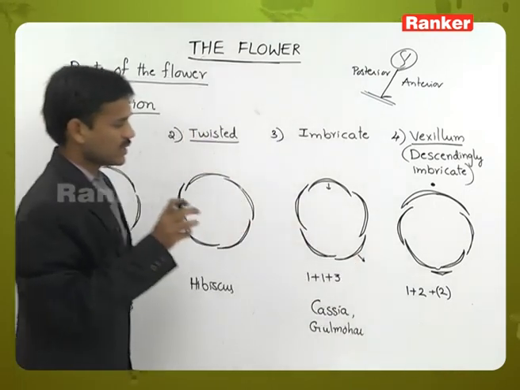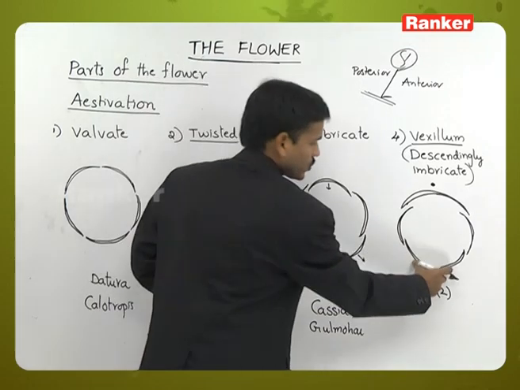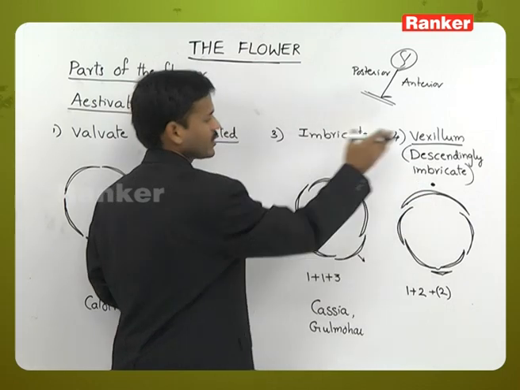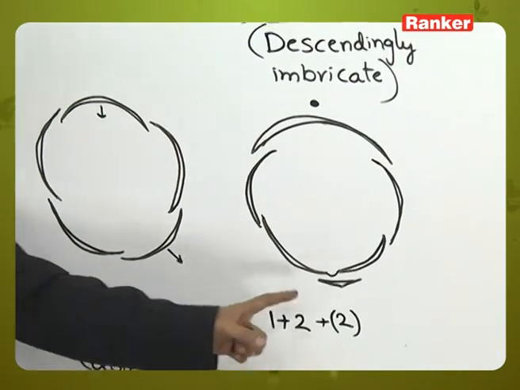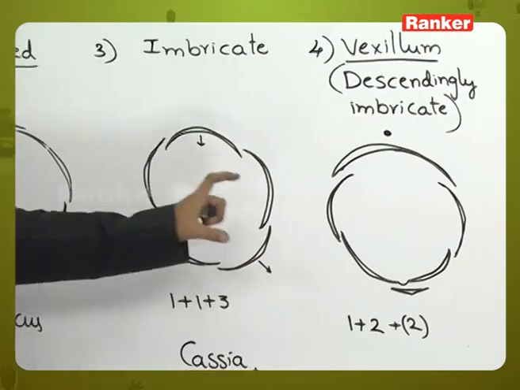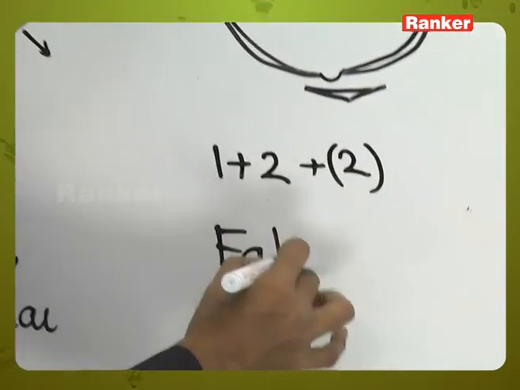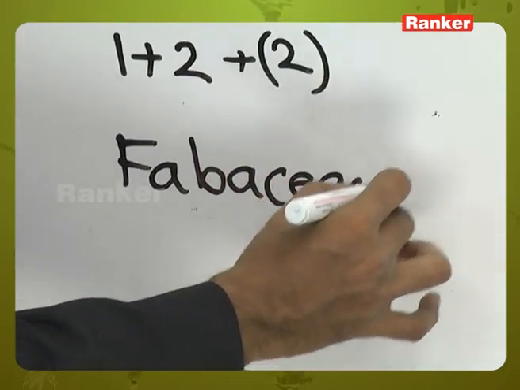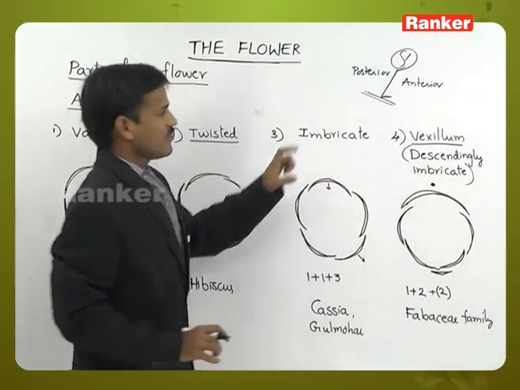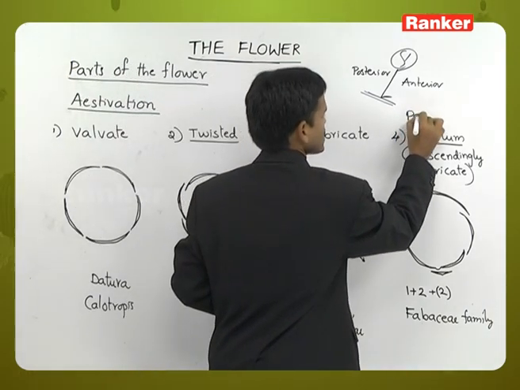Here, within the bracket the number is placed, meaning two petals are fused. Only two petals are fused, and these two are of one type, and one is completely outside. So 1 plus 2 plus, within the bracket, 2. So 1 plus 2 plus 2 arrangement. This aestivation is observed in the Fabaceae family members. Here the vexillum type of aestivation is also called papilionaceous aestivation.